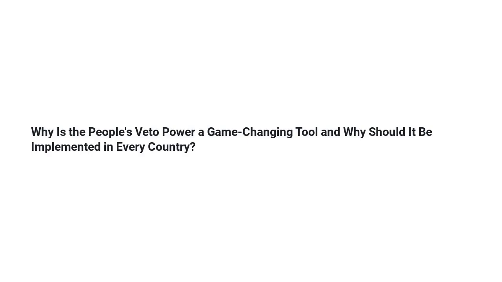Why is the people's veto power a game-changing tool, and why should it be implemented in every country? Simply put, it forces the government to do things that people actually need, as the people have the power to reject laws. The mere existence of this tool compels politicians to seek consensus. In Switzerland, politicians often survey stakeholders, farmers, entrepreneurs, doctors, workers, teachers, depending on the law to ensure broad support.